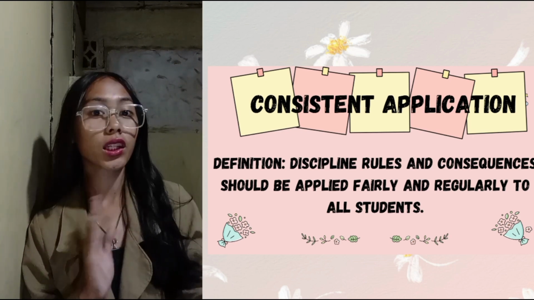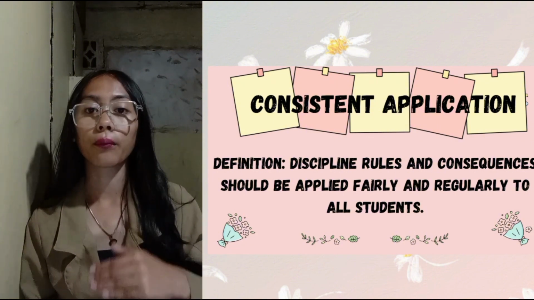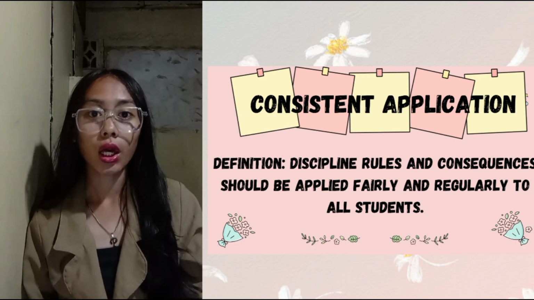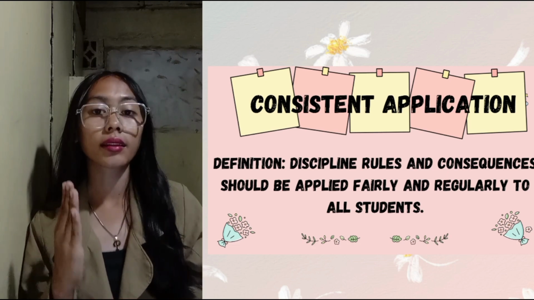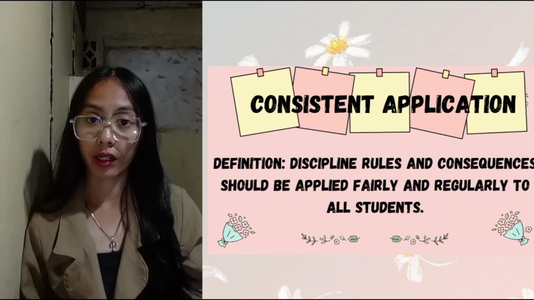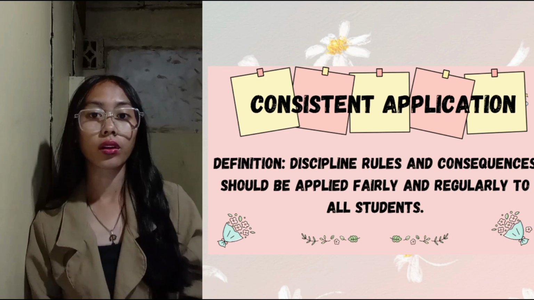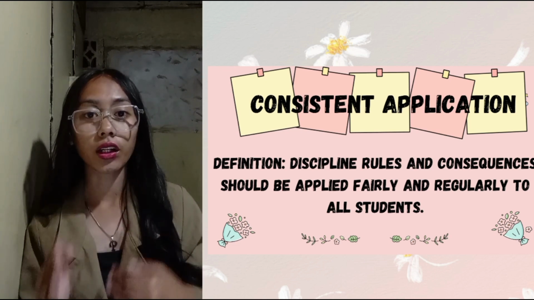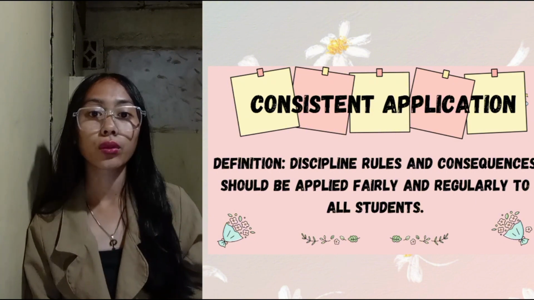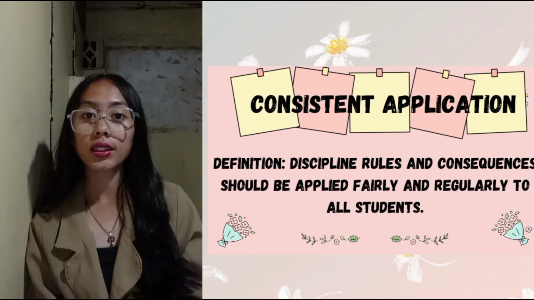If a teacher enforces rules sometimes but ignores them at other times, students might test limits or feel that discipline is unfair. For example, if talking during a lesson results in a reminder every time, students will understand the rules apply to everyone, not just some. So that is consistent application.